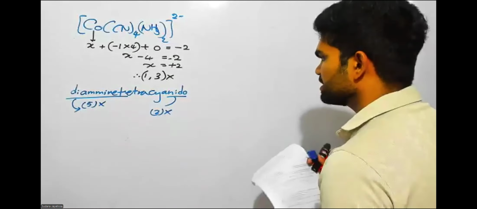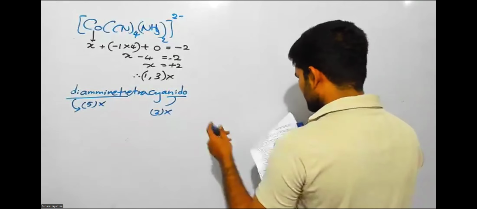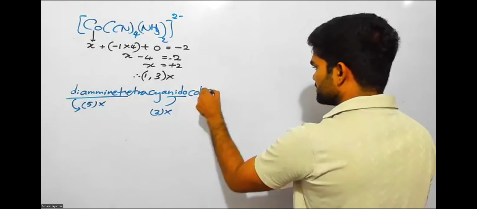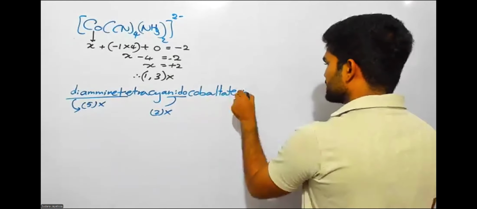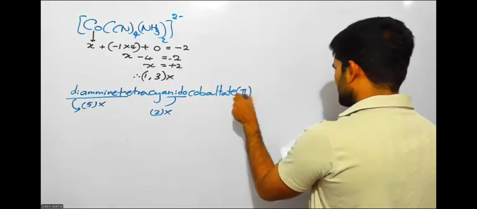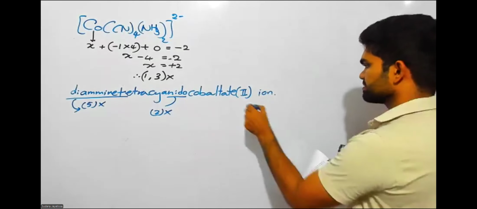Understood? So you are left with the fourth answer. The fourth answer is correct: tetracyanocobaltate, because it is an anion. Cobaltate, 2 minus ion. Answer 4 is the correct one.